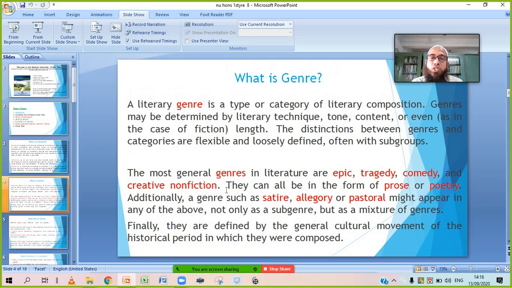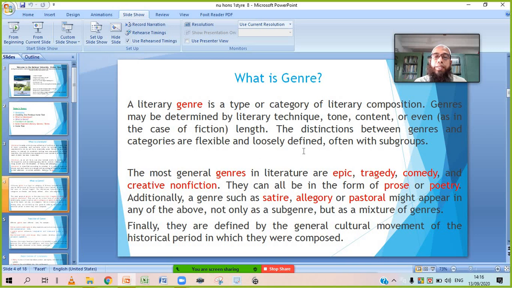So let us see what is genre. A literary genre is a type or category of literary composition. Genres may be determined by literary technique, tone, content, or even, as in the case of fiction, length. The distinctions between genres and categories are flexible and loosely defined, often with subgroups.